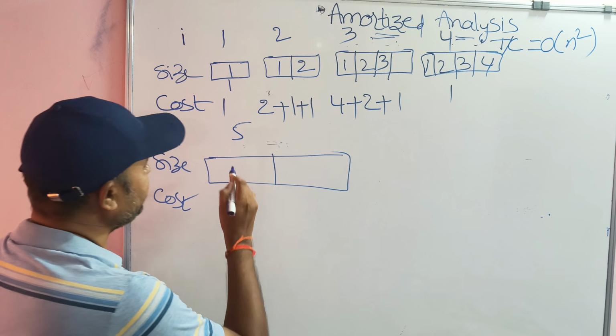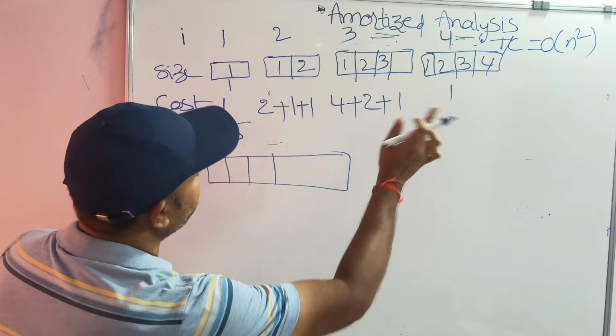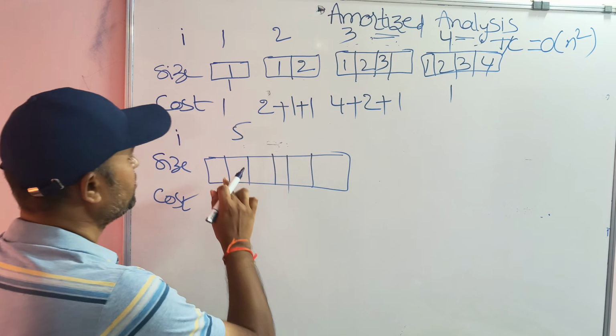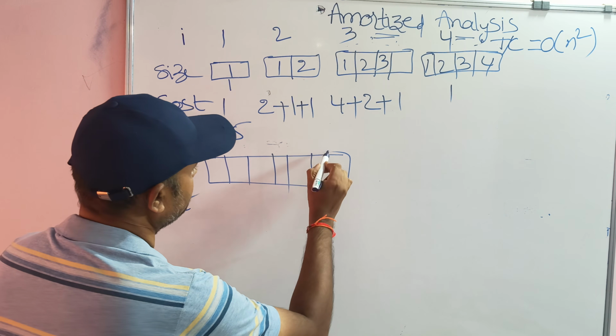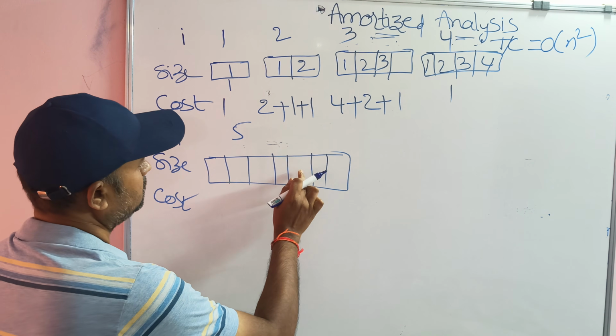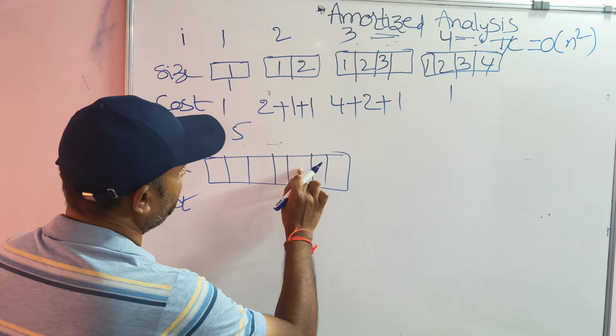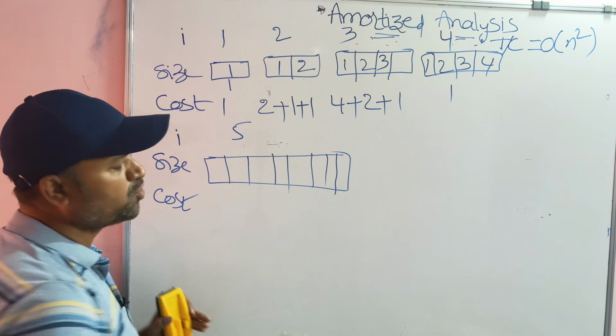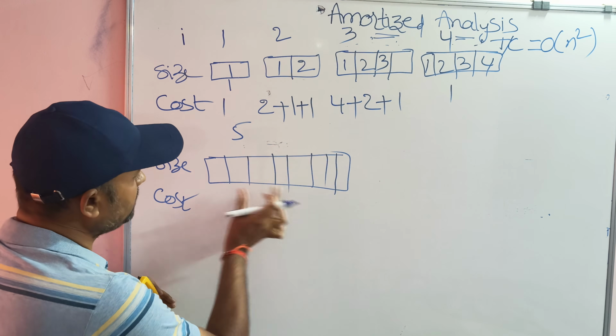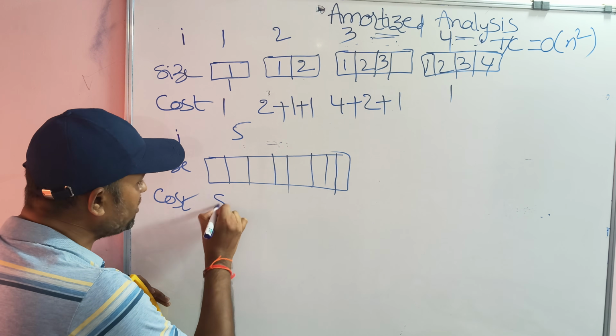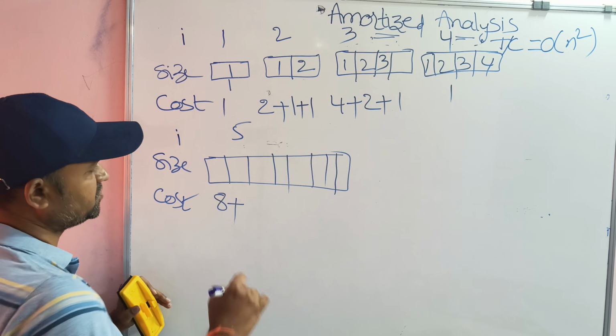So now the array will contain how many locations? Previously we had 4 locations. Now the array will contain 8 locations: 1, 2, 3, 4, 5, 6, 7, 8. So what is the cost now? Here the array contains 8 empty locations, so 8 is the cost.